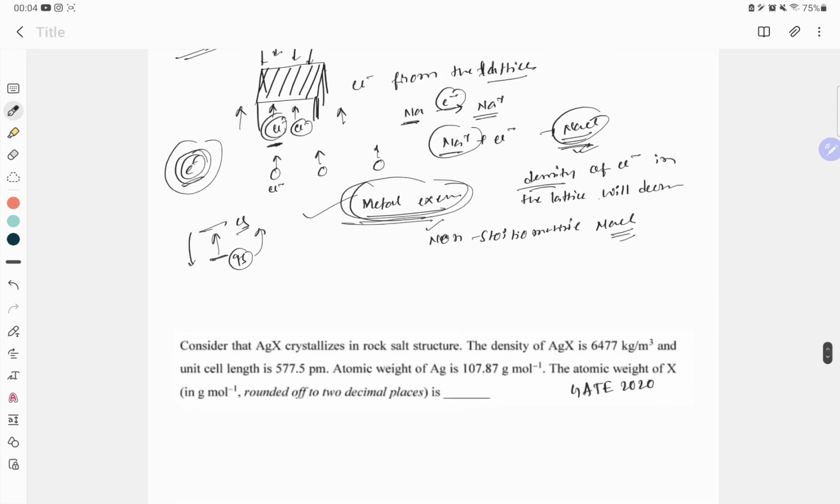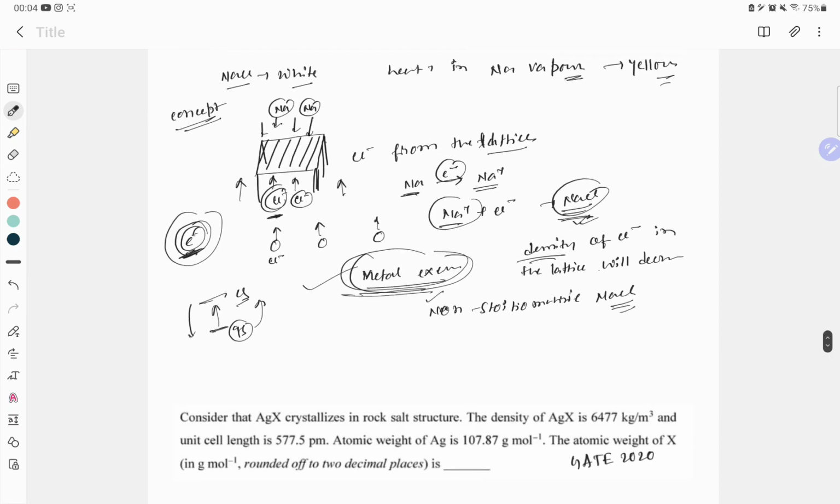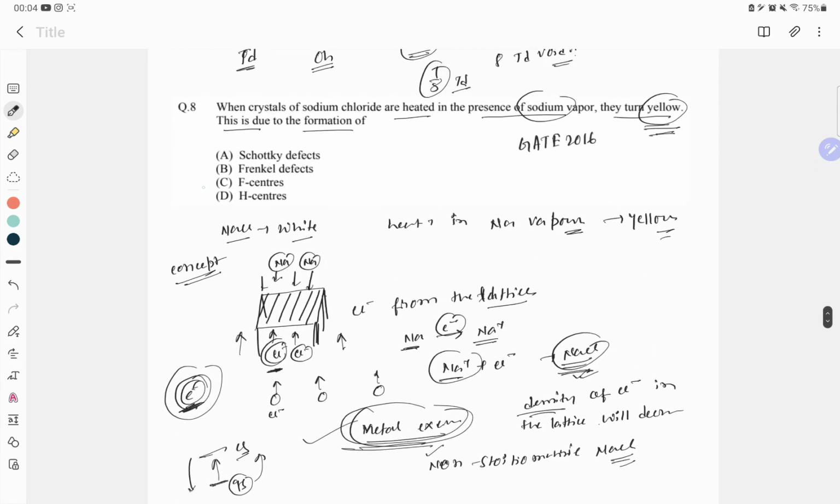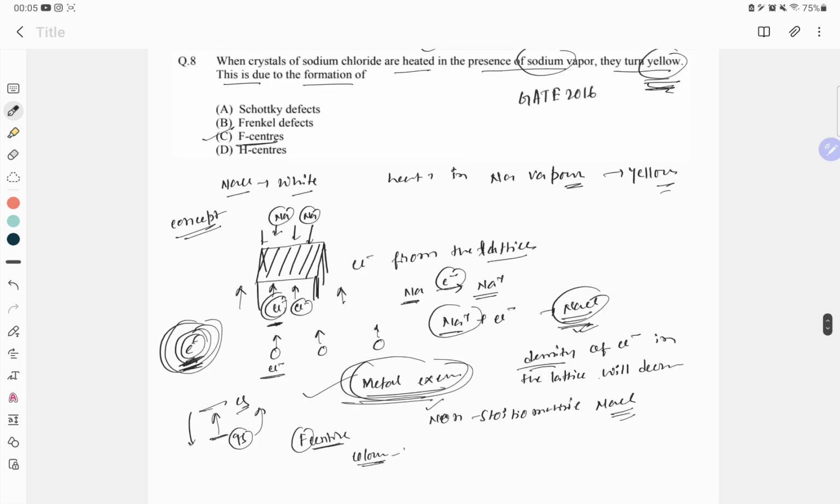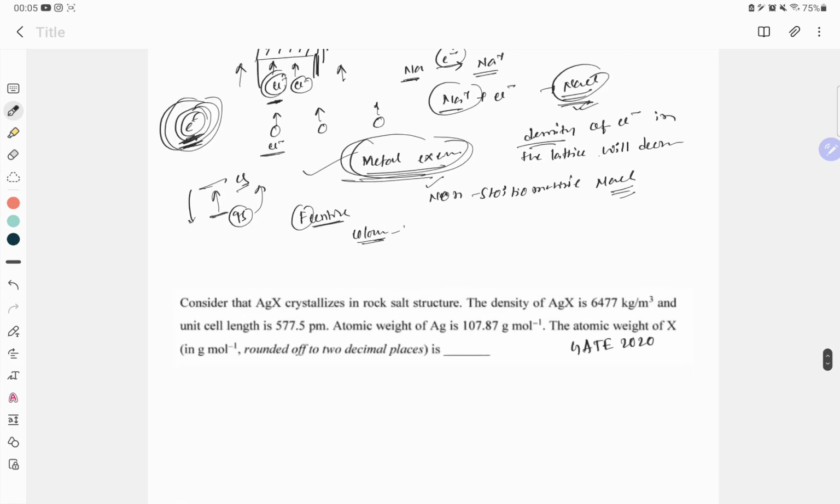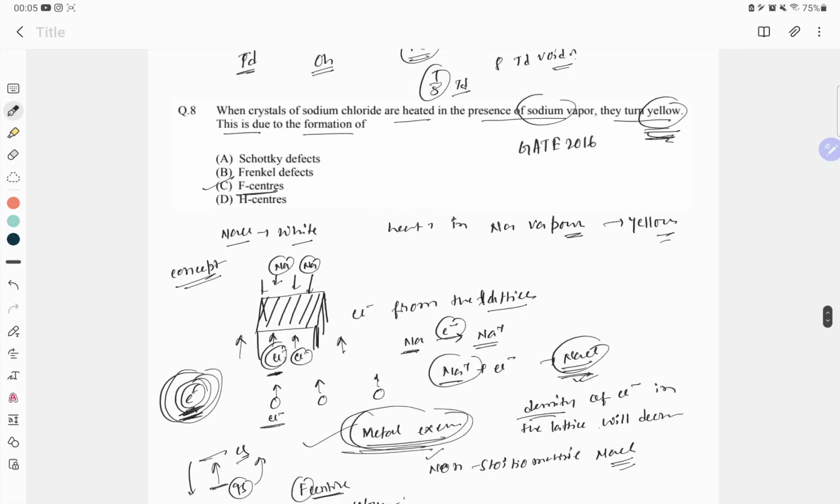this center is called F-center. So the formation of this is due to the formation of F-center. The center is called F-center, meaning the color center. Which center is called F-center? That is the center where the vacant space of Cl minus is occupied by an electron. That is called F-center or Farbe center, because for this center we are getting this yellow color, that's why it is called Farbe center also. So our answer is option C.